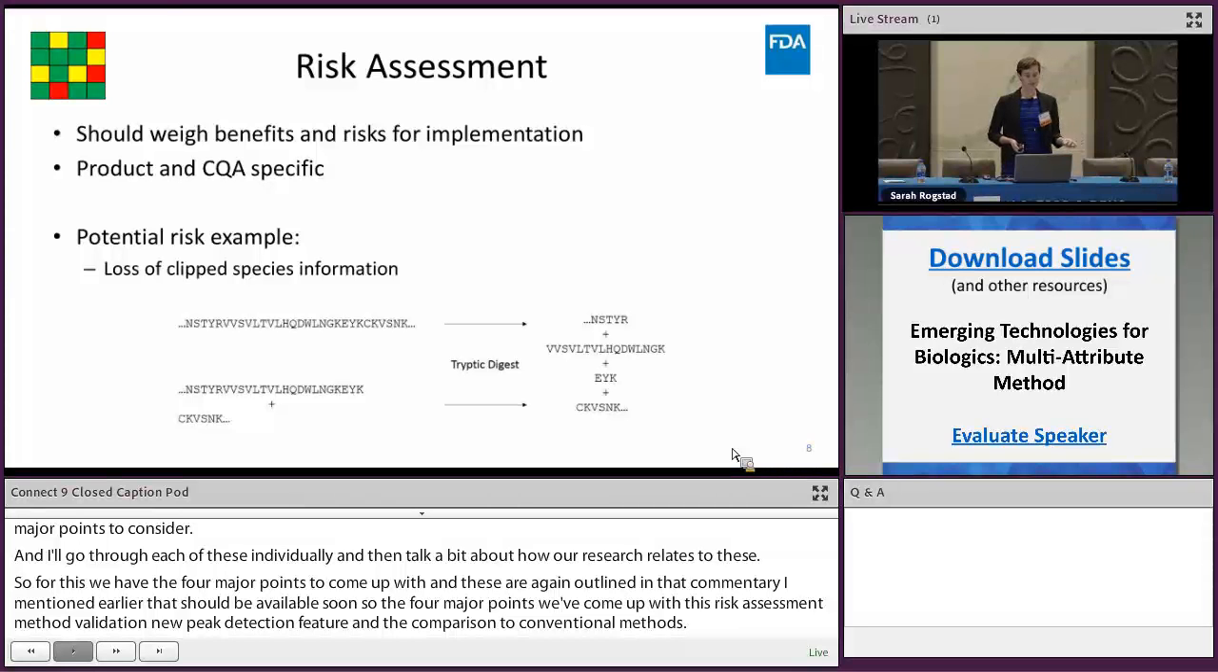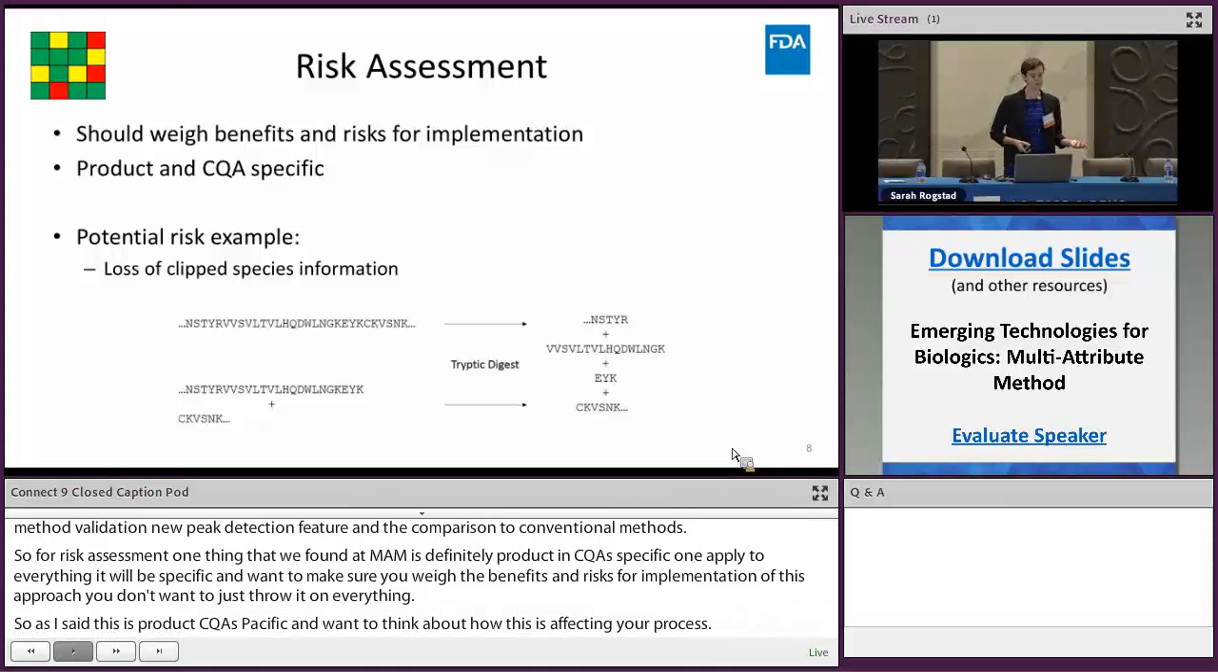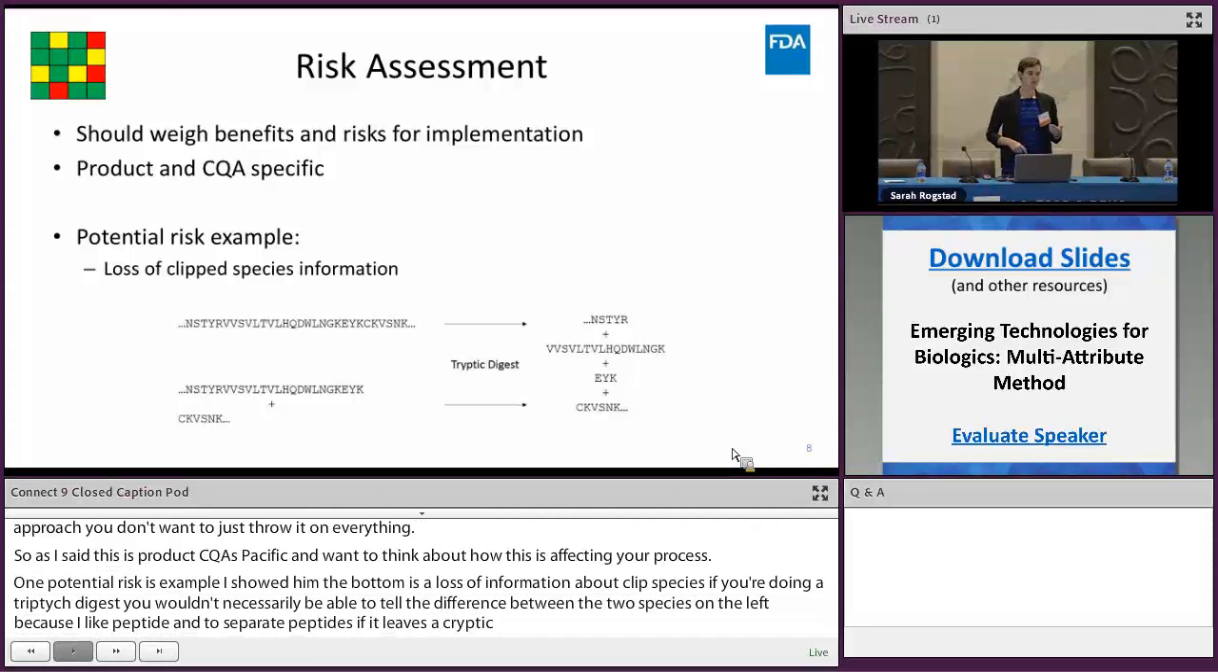One potential risk example that I showed on the bottom here is a loss of information about clipped species. So if you're doing a tryptic digest, you wouldn't necessarily be able to tell the difference between the 2 species on the left, because a long peptide and 2 separate peptides, if it cleaves at a tryptic cleavage site, would result in the same peptides in the long run, so you'd be analyzing the same thing. Whether or not this is important is going to be specific to your product. So a risk analysis or risk assessment around this type of thing would be useful in order to figure out whether it's appropriate or not to use MAM here.